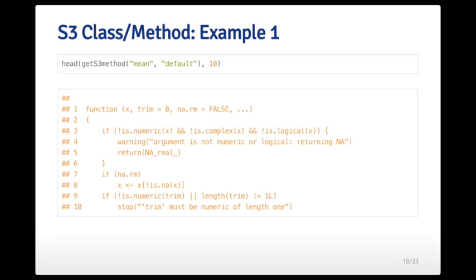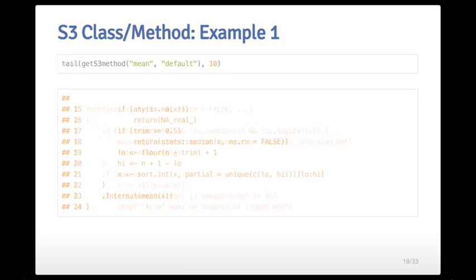You can look at the default method for the mean function by using the getS3method function. And you can see that there are other arguments. There's this trim argument, na.rm. And as you go through the function, you can see that it checks a number of things. If you're doing a trimmed mean, it takes care of that first. And then ultimately at the very bottom, it calls some internal C code that actually calculates the mean, for efficiency purposes.